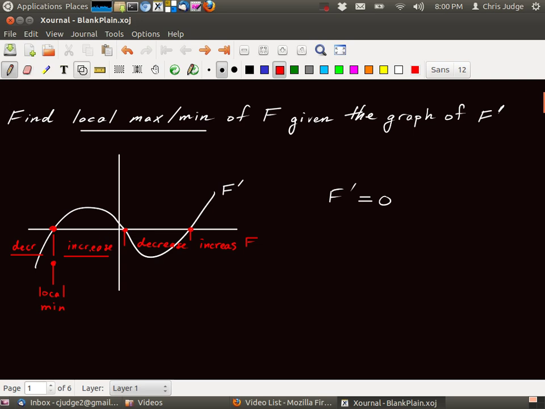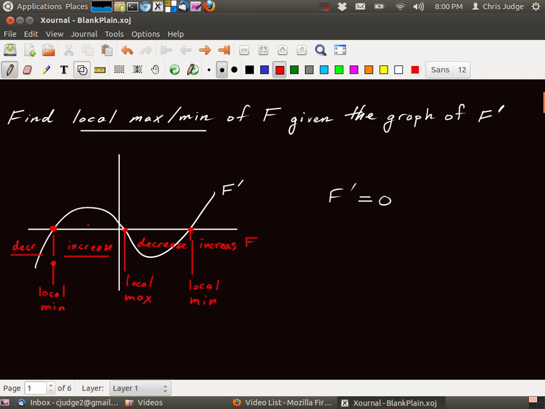Here, up until this point, we're increasing. So we're going up. After this point, f is decreasing. This means it must be a maximum, a local maximum. Up until this point, f is decreasing. We're going down. After this point, we're going up. We're increasing. So this must be a local min.